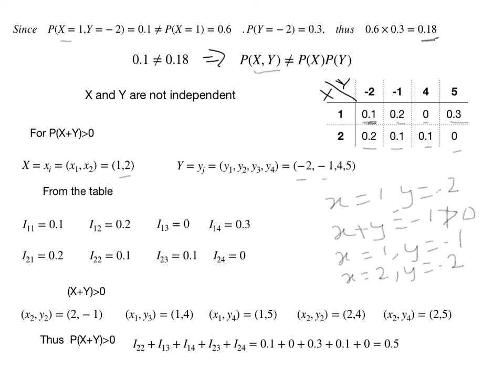That is, x2, y2 means x is 2, y is minus 1, that will be equal to 0.1. And x1, y3, that is x is 1, y is 4, I get the value as 0. When x is 1, y is 5, I get the value as 0.3. When x is 2, y is 4, I get the value as 0.1. And when x is 2 and y is 5, the value is 0. Adding all these values, the answer comes to 0.5.